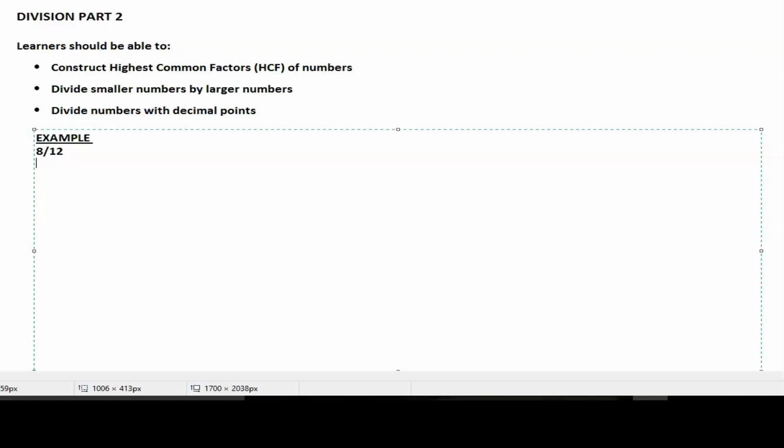give you some hints. The numerator is what? 8. Denominator is 12. Aha, there it is. The numerator is less than the denominator. 8 is less than 12.